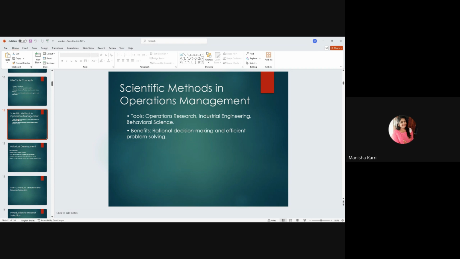So what is operations research? It is a field that uses mathematical models and analytical techniques to solve complex problems, such as optimizing supply chains or scheduling production. For example, using algorithms to find the best delivery routes for a logistics company to save fuel or time.